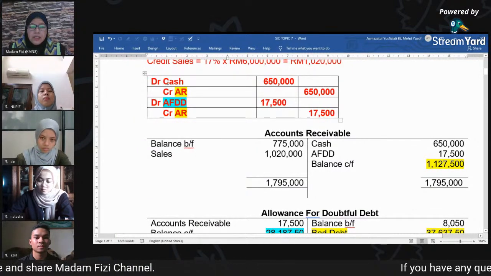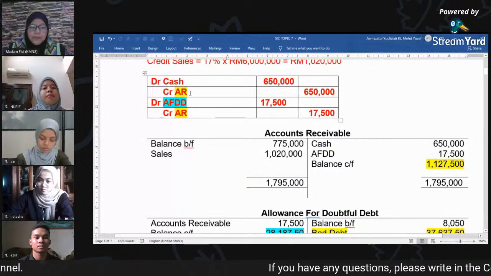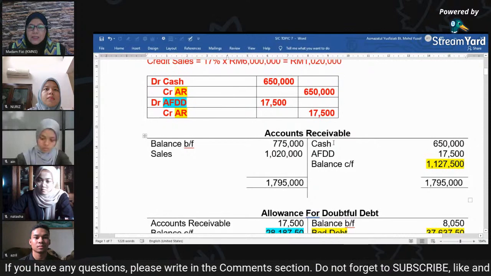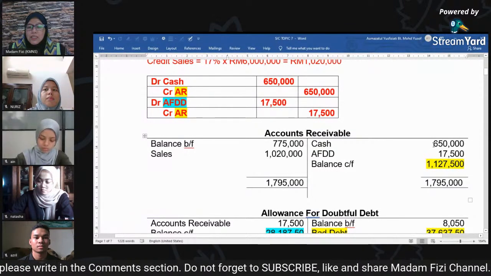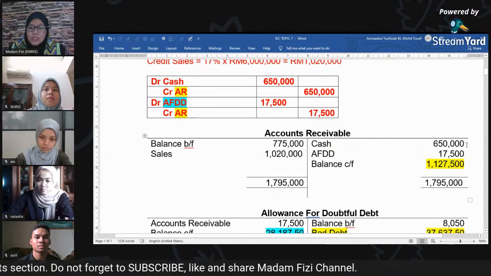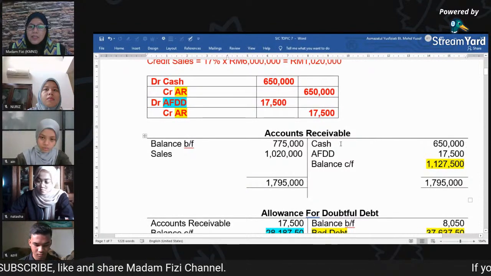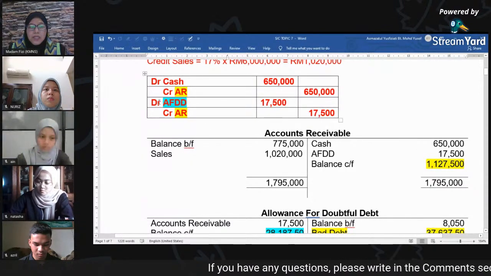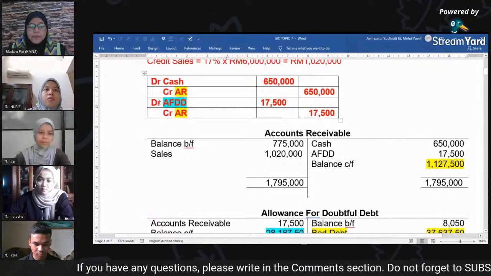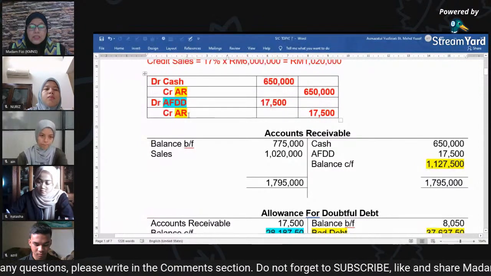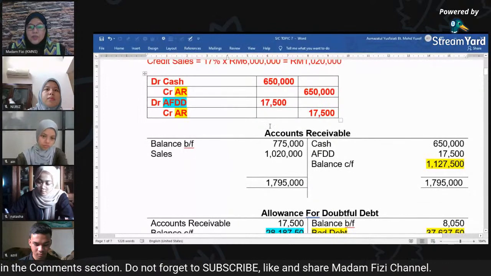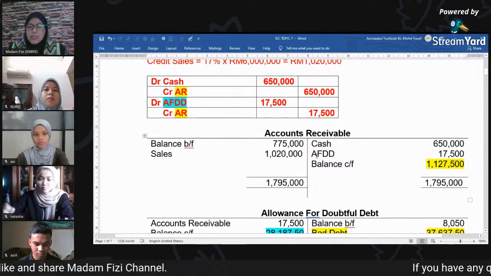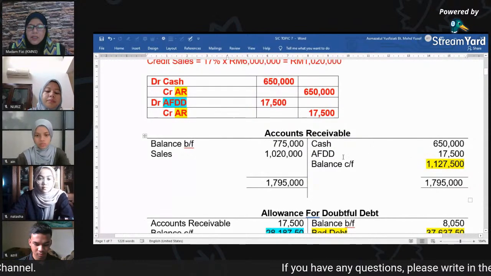Okay, so the first entry is debit cash, credit accounts receivable. So that means accounts receivable is affected at the credit side. So you put 650 at the credit side. So what is the account? Cash. Okay, settle satu. And then another journal entry is debit AFDD, credit accounts receivable. So accounts receivable is affected at the credit side. So write down 17,500 at the credit side. The account is AFDD.